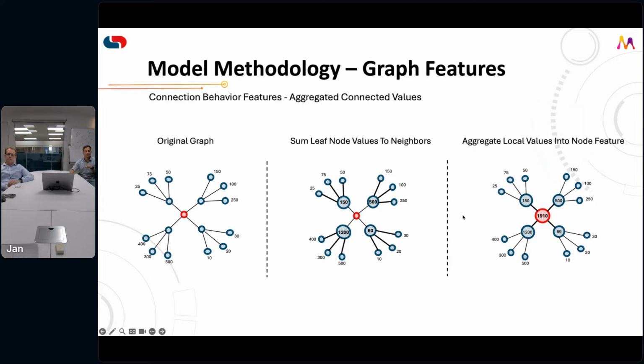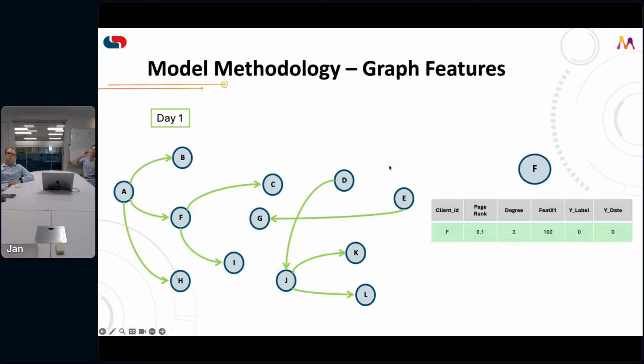Now, as soon as you've done this, you will then need to understand the following, which is very important and where we also hit some interesting things along the way. Now that you have your features and we engineered them, we said, okay, let's represent it in a tabular format. By taking this graph here, let's look at node F, client F. Client F in a tabular form will be represented by your features, which are page rank, your degree, any other linear kind of features, and then it's represented with your Y label as well as your Y date.